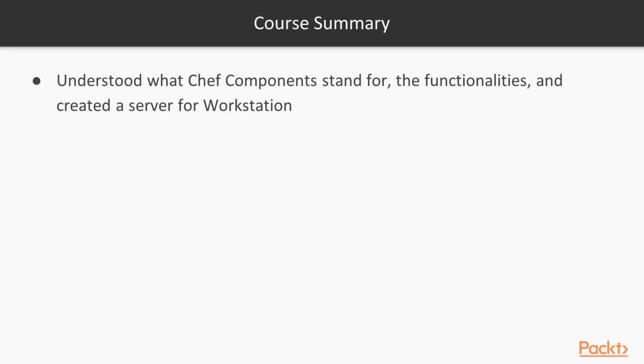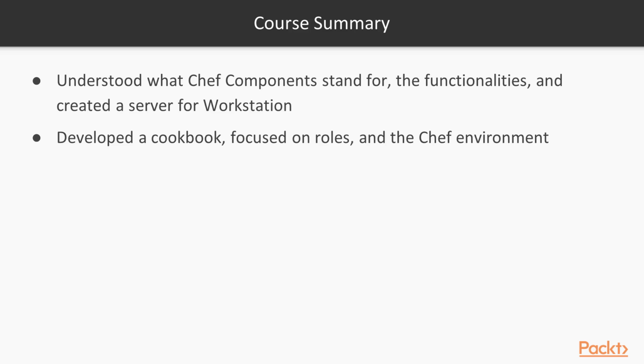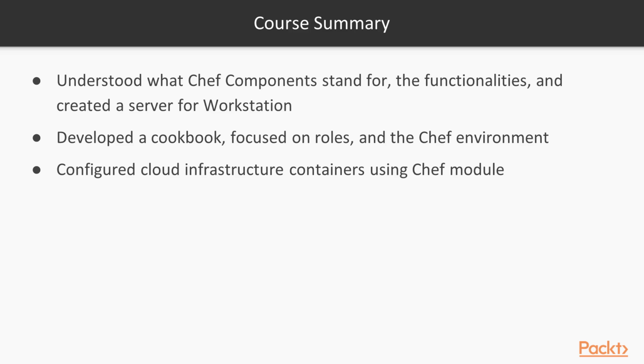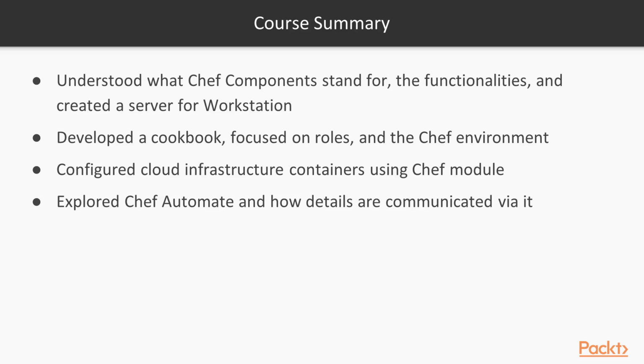In the second section, we started developing Cookbook. Expectation of this course was to have people already knowing the basics of Chef. So yeah, we did a lot of Cookbook development, but we focused on roles and environment. In section 3, we configured cloud infrastructure. We configured containers using our Chef module. Then we went on to exploring Chef Automate and understood how does the Chef Infra server communicate the details to Chef Automate, and we have a standalone place from where we can run our InSpec profiles as well, and we can monitor the status of all the client nodes of our Chef cluster.